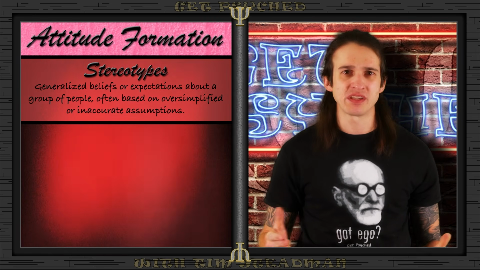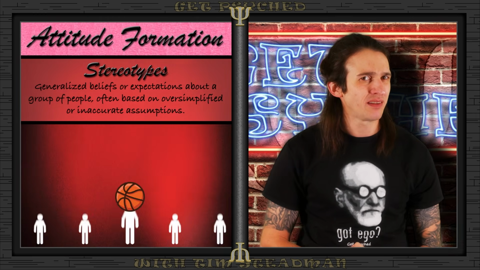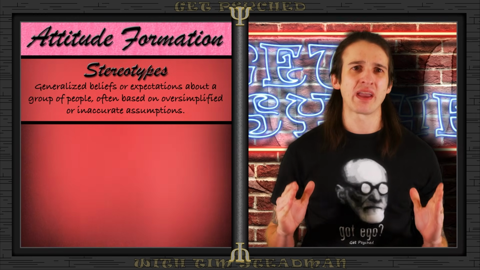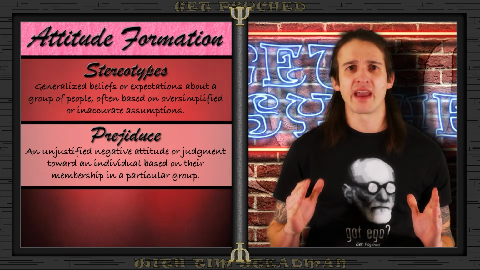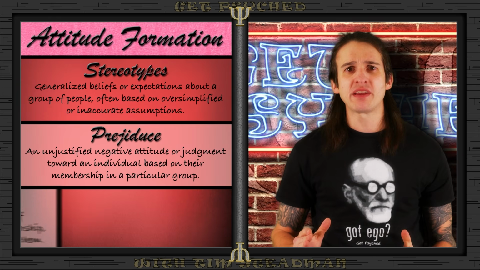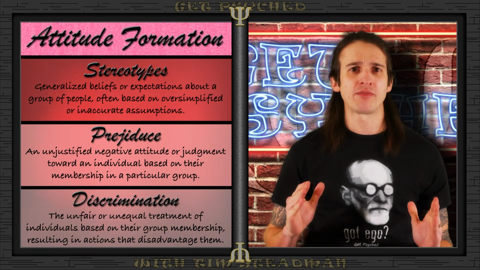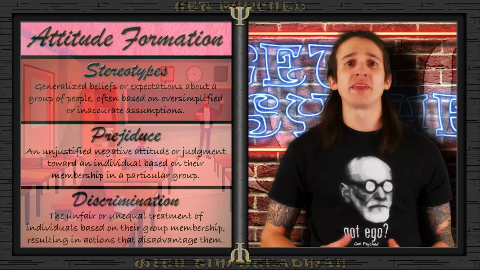Sometimes these beliefs can seem harmless, like assuming all tall people are good at basketball, but they can also lead to more harmful behaviors like prejudice and discrimination. Prejudice refers to having a negative attitude towards someone based on their group membership, and discrimination takes that prejudice a step further, turning it into unfair behavior or actions. Thinking someone isn't smart because of their background is going to be prejudice. Now, refusing to work with them because of that belief, that's going to be discrimination.